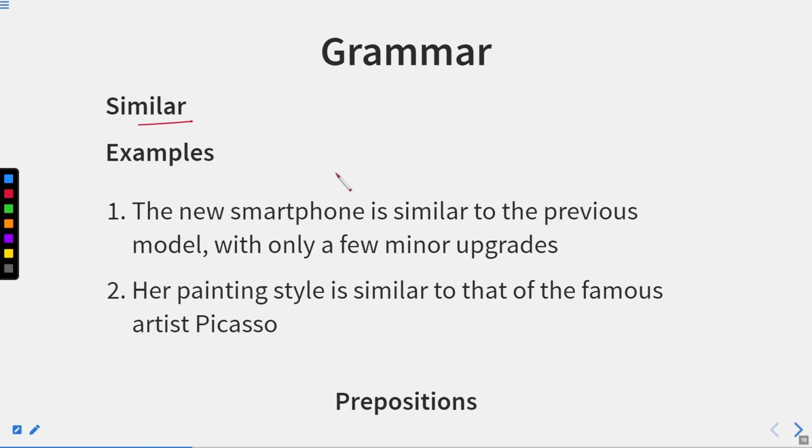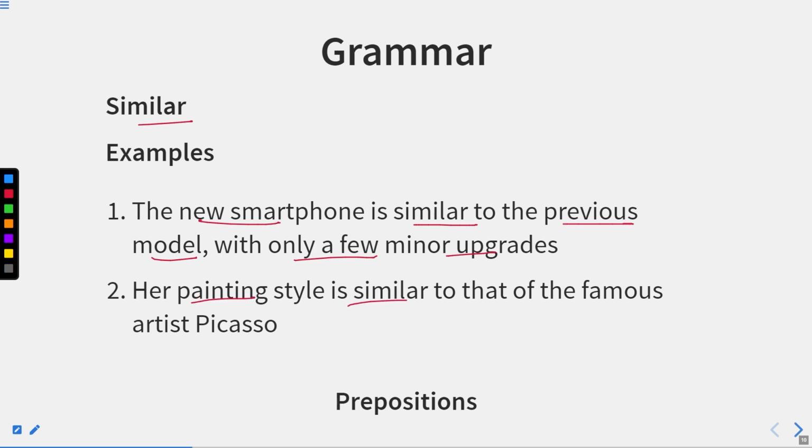Similar to means which looks similar or the same as another thing. The new smartphone is similar to the previous model. It means the new smartphone looks like, or maybe the features are like that of the previous one, with only a few minor upgrades. It means only a few minor upgrades are there, otherwise it is the same as the previous one.